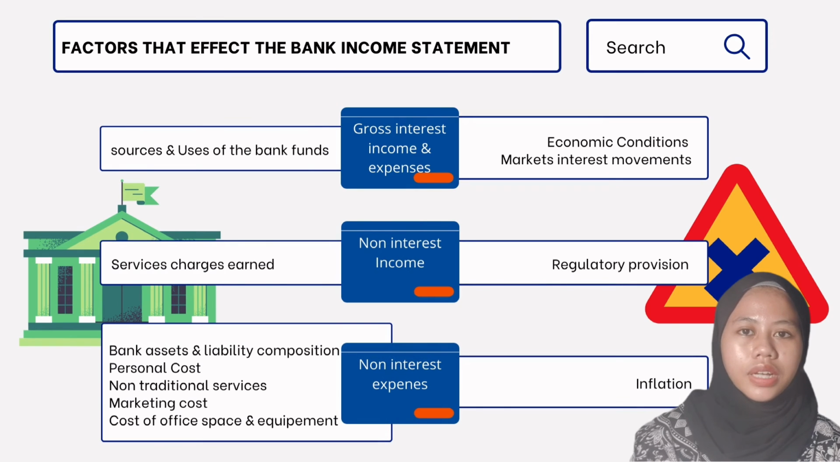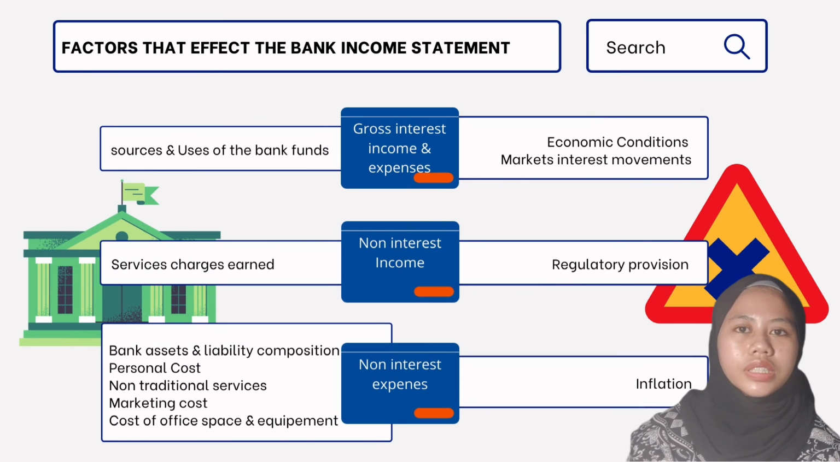For example, if there are changes in sources and uses of the bank's funds, it could influence the gross interest income and expenses of the income statement. Also, for uncontrollable factors, if there are changes in economic conditions and market interest movements, then service charges, fees and regulations provisions can affect the non-interest income. Further, interest expenses can be affected by the bank's asset and liability composition.